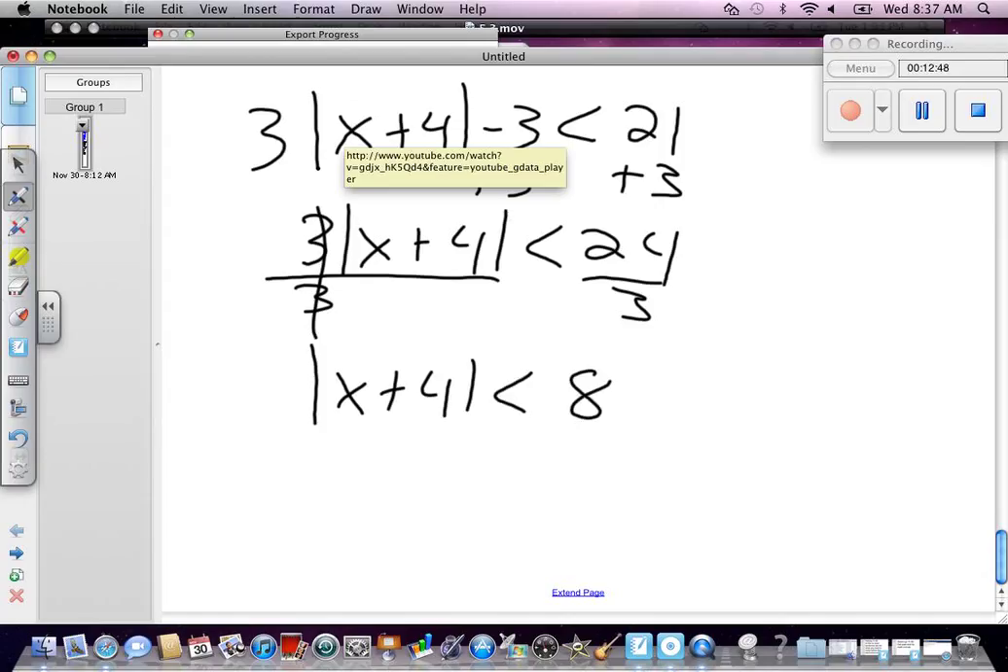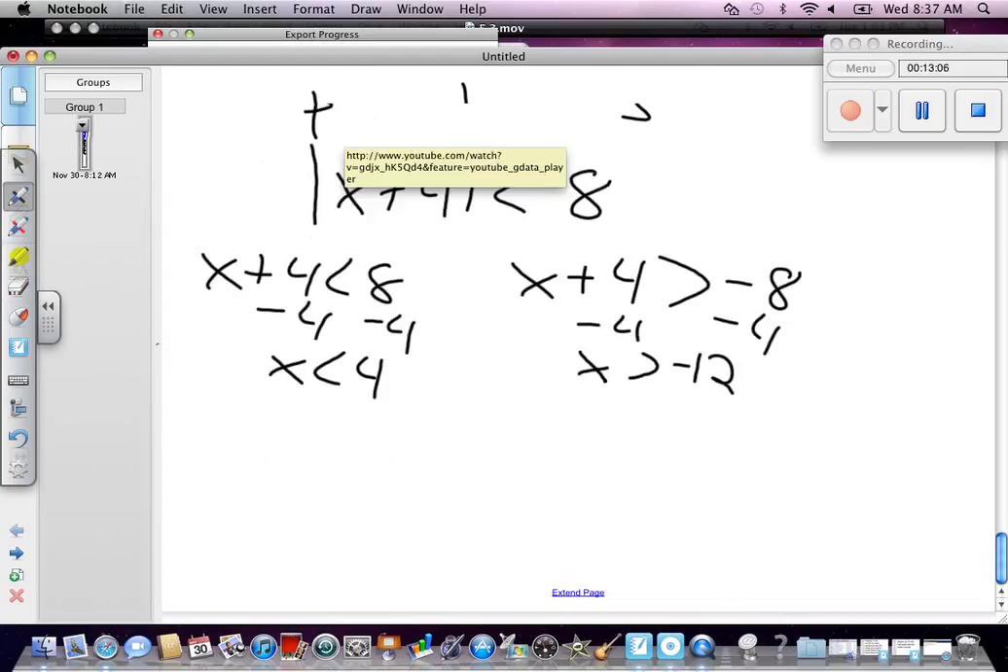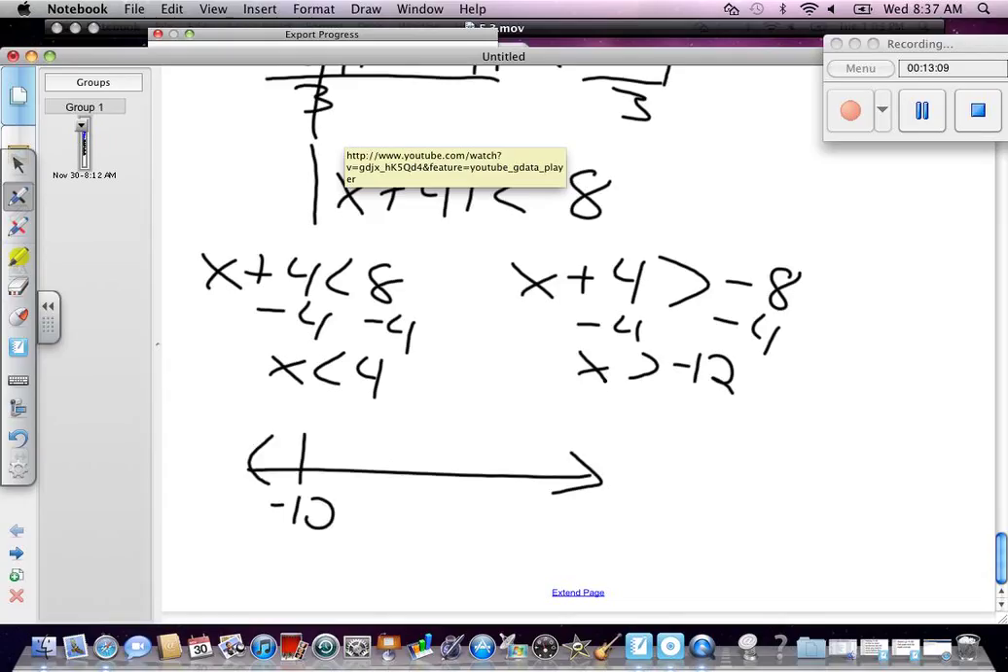Now I can split it, right? X plus 4 is less than 8, and x plus 4 is, make sure you switch the sign, greater than negative 8. I'm going to subtract 4 from each side. Then you've got to graph. You've got negative 12, you've got 4, x is less than 4, x is greater than negative 12, so it's an and statement. All right, ladies and gentlemen, you should be able to do the rest of this on your own. Bring it to me tomorrow.